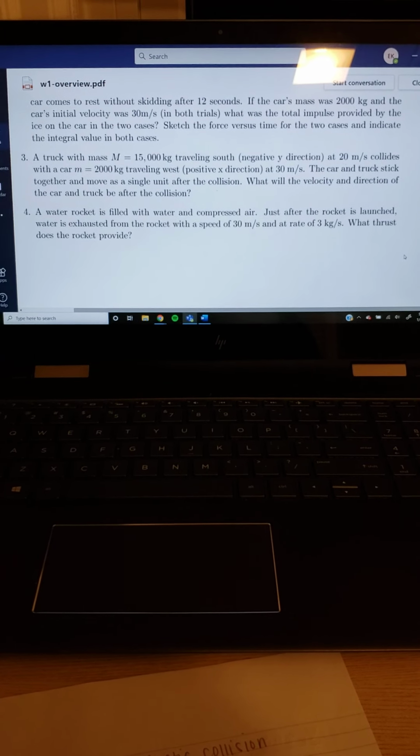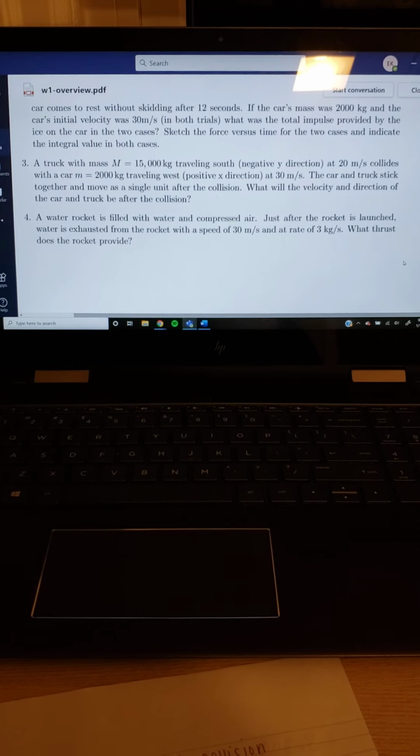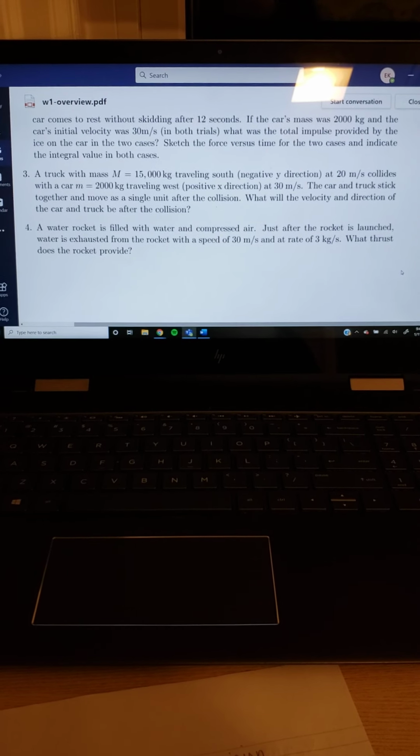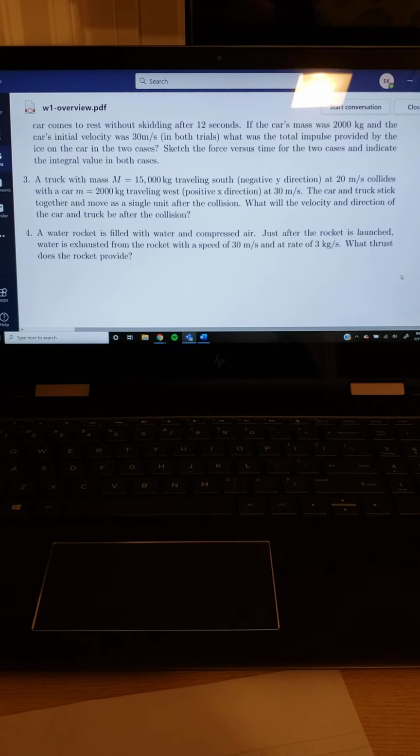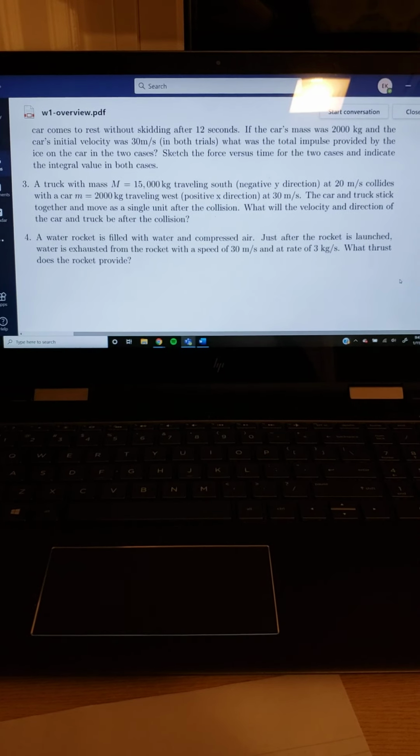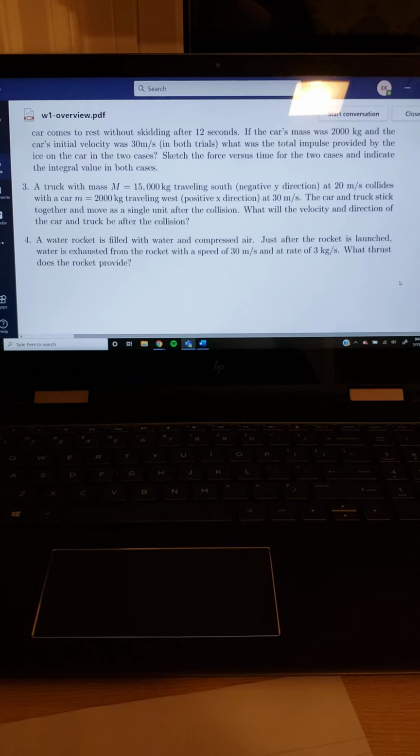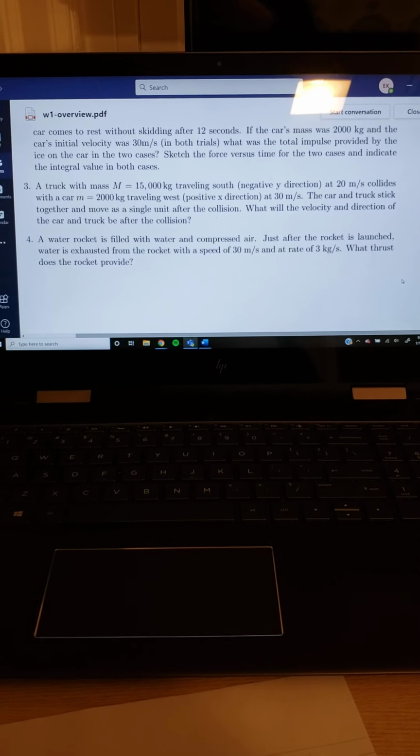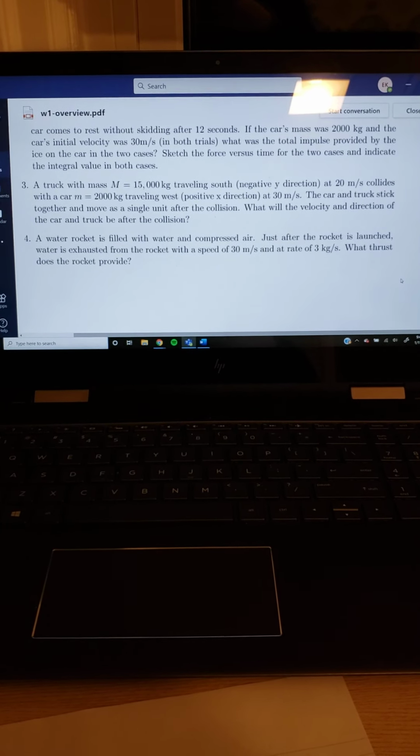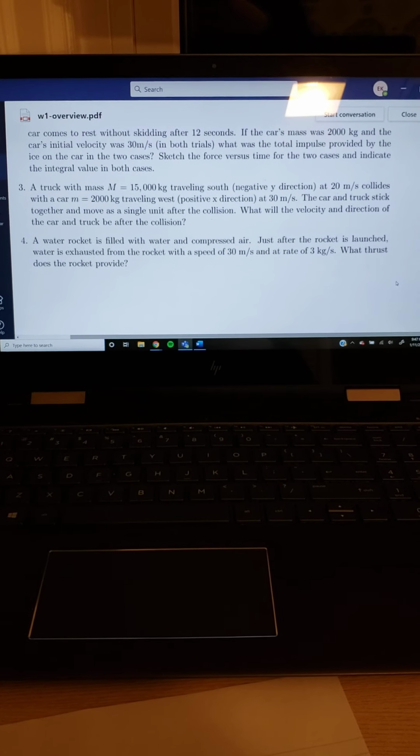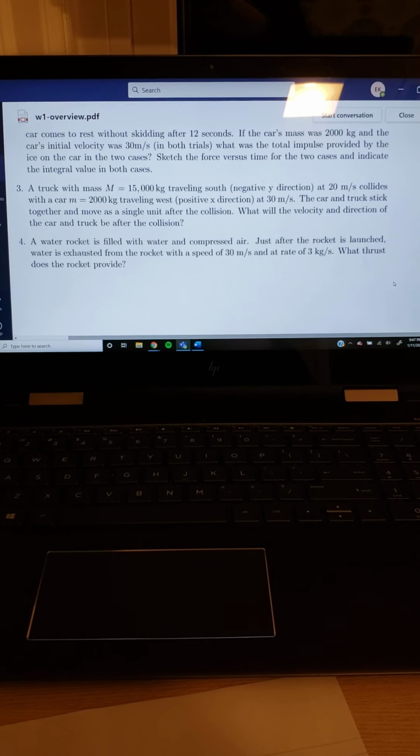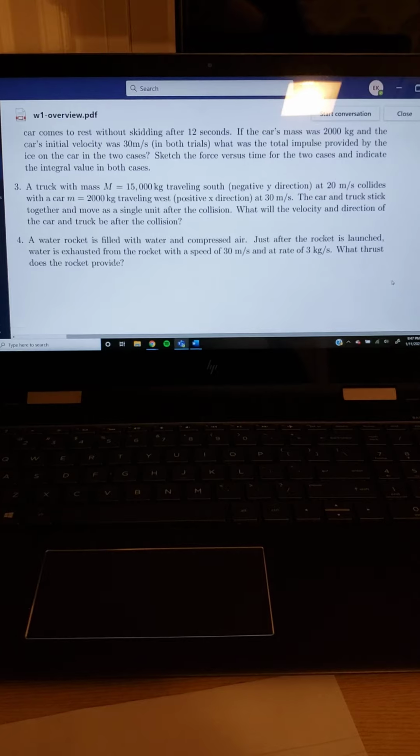Problem number 3 states, a truck with a mass m equals 15,000 kilograms traveling south in the negative y direction at 20 meters per second collides with a car with a mass m equals 2,000 kilograms traveling west in the positive x direction at 30 meters per second. The car and truck stick together and move as a single unit after the collision.